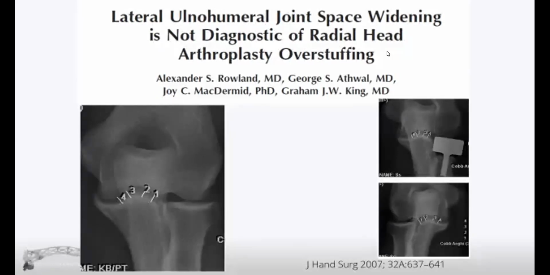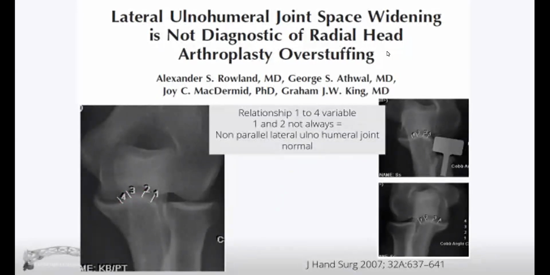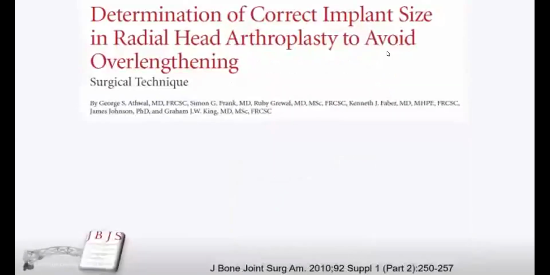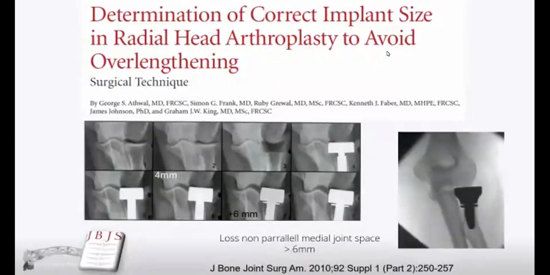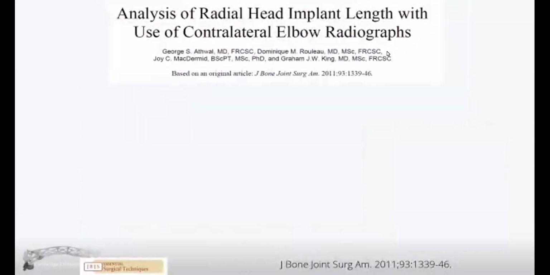Be careful using the lateral ulnohumeral joint widening as a criteria for overstuffing. Points 1 and 2 are not always the same as points 3 and 4, and points 1 and 2 are not always parallel. Atwell and King went on to suggest that possibly medial joint space loss of parallelity is a better indicator of overstuffing. But in their surgical technique, they talked about the fact that you have to be overstuffed by 6 millimeters before you lose that parallelity. They went on to show this radiograph, which shows an overstuffed radial head, but with the patient being minimally symptomatic. And so you can't always be sure that your overstuffing is the cause of your symptoms.